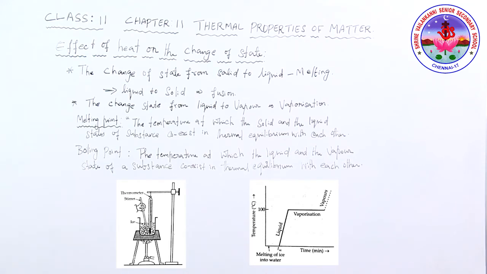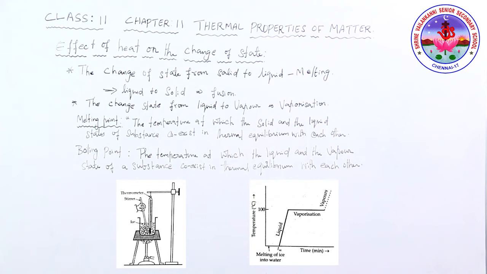After the whole ice melts into water, we continue heating the beaker. We have to note the temperature, which increases till it reaches 100 degrees Celsius. Then it again becomes steady, and the heat which is supplied is now being used to change the state of water from liquid to vapor. This change of state from liquid to vapor is called vaporization.